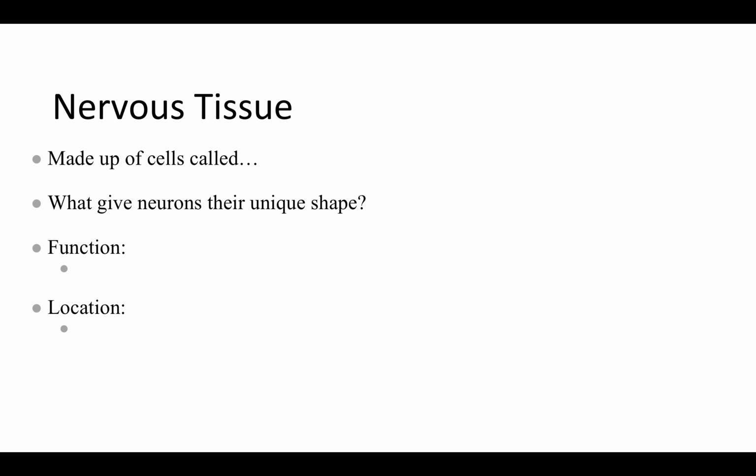Then our final tissue type is nervous tissue. Remember that nervous tissue is made up of cells called neurons. Those neurons help our body conduct electrochemical signals from one cell to another, and you find it in your brain, spinal cord, and nerves.